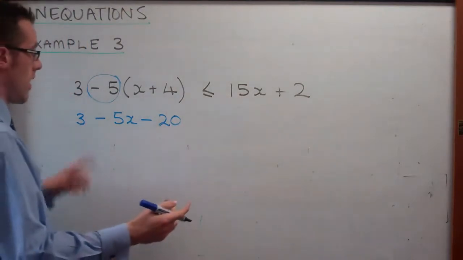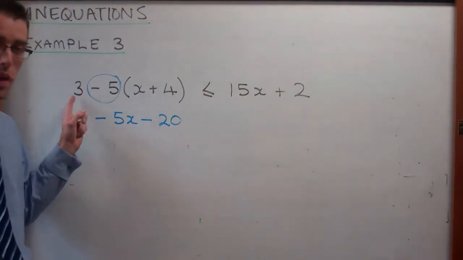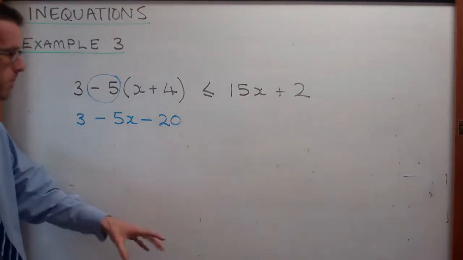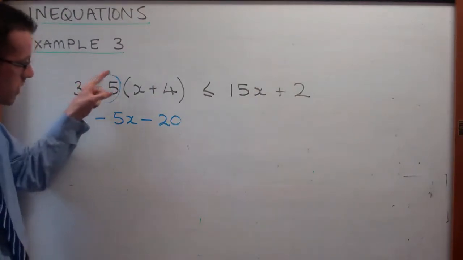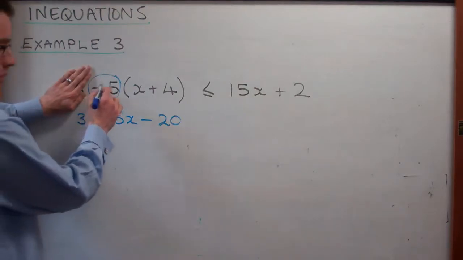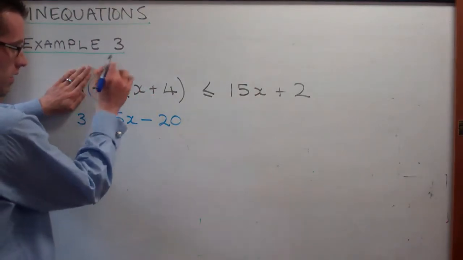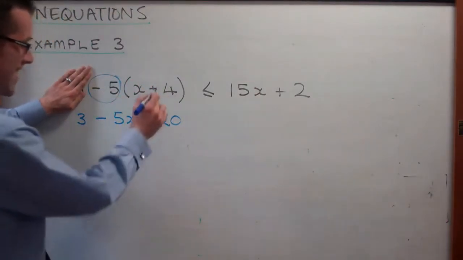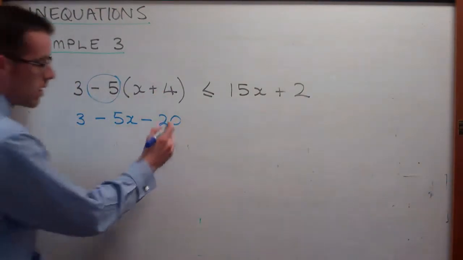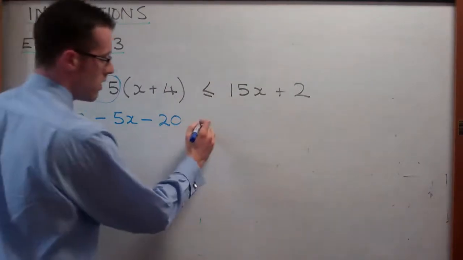Okay, now where did I get that from? Well, the 3 just stays where it is because that's not being taken away from anything yet, because we're doing brackets first. It's a negative 5 that's outside the bracket, so we're really looking at that expansion of the bracket there. So it's negative 5 times x, negative 5x, negative 5 times positive 4 is negative 20, and the 3 just stays where it is. Alright, so we've done the left hand side.